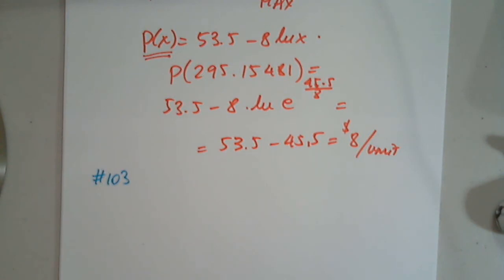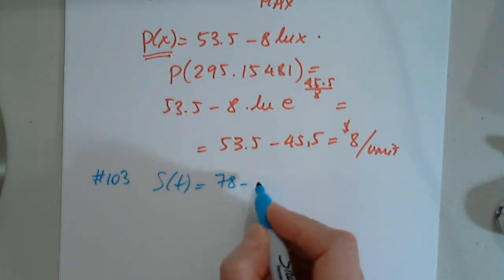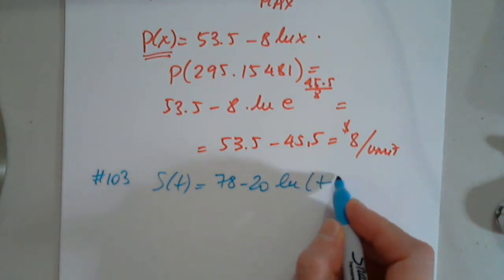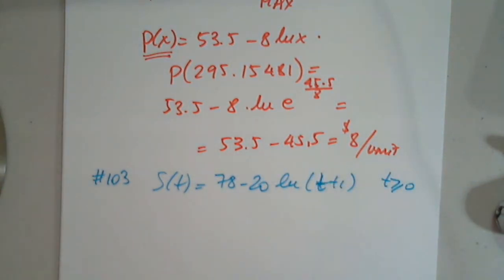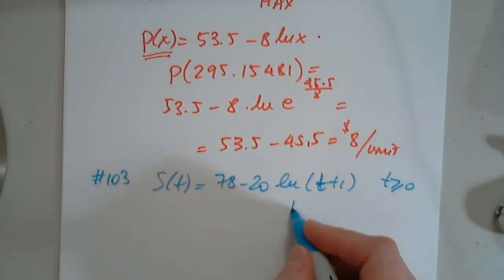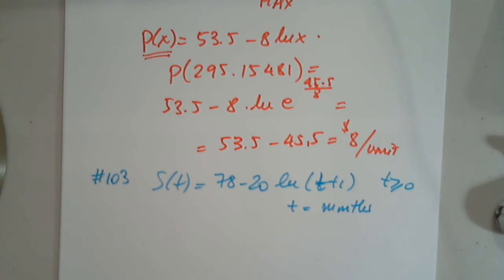Students in the botany class took a final exam. They took equivalent forms of the exam at monthly intervals thereafter. After t months, the average score, S of t, is 78 minus 20 natural log of t plus 1, of course, for time greater than or equal to 0. And time is in months. Okay. Good. What was the average score when the students initially took the test?